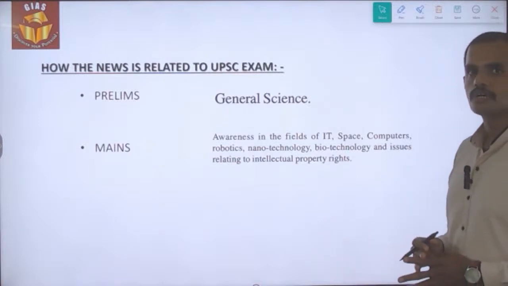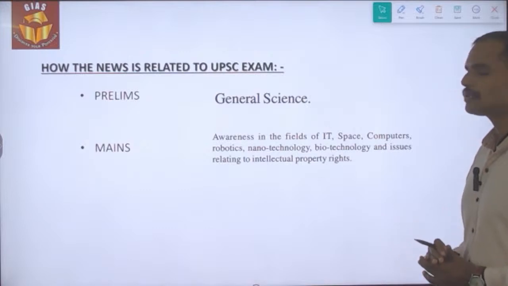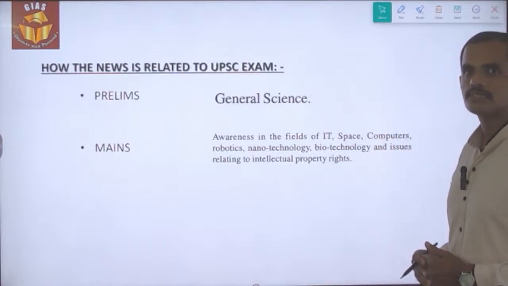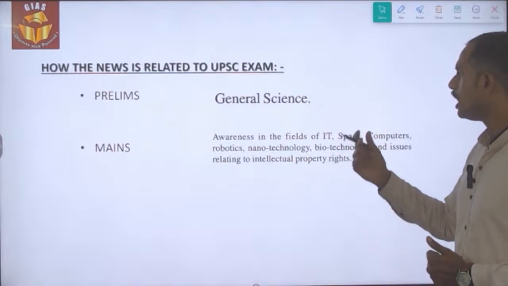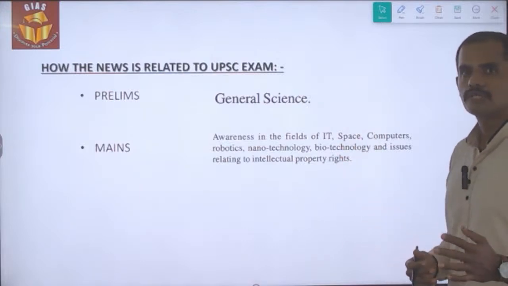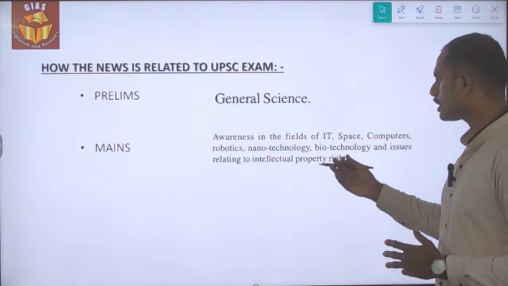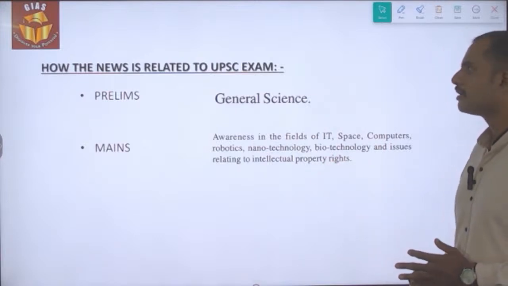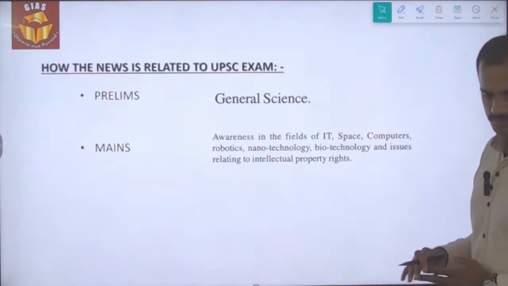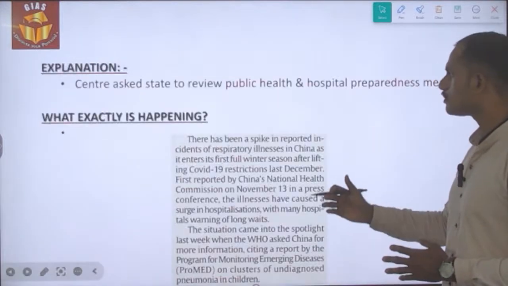So this is what the news is about, and how the news is related to examination: under prelims it is related to general science. Similarly, under mains it is related to awareness in the field of IT, space, computers, robotics, nanotech, biotech, as well as issues relating to IPR. So under this topic only the news has been related to examination. Okay, let's move on to the analysis of it.